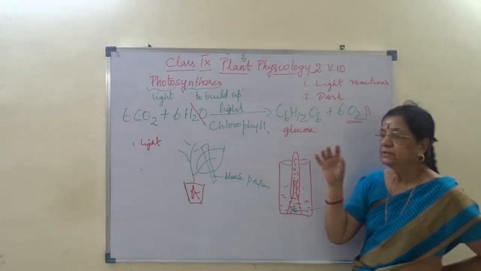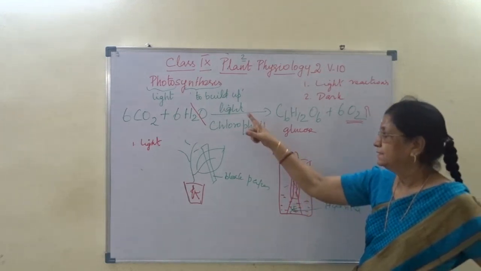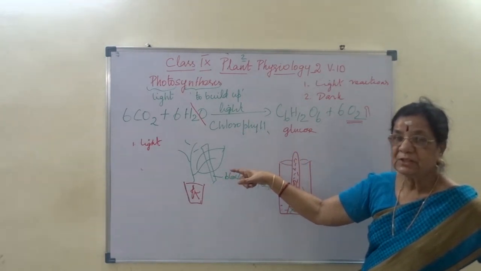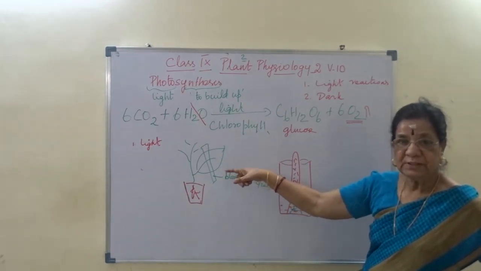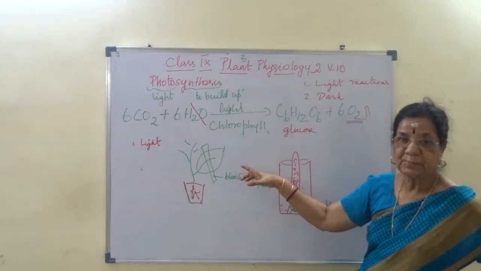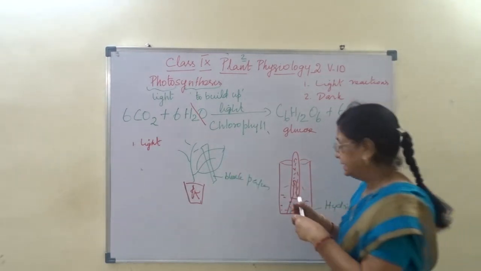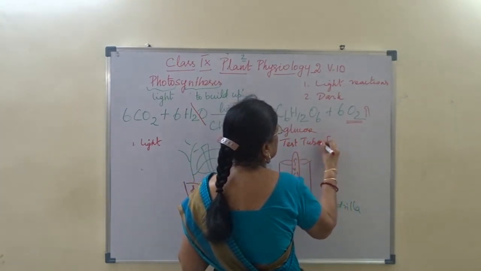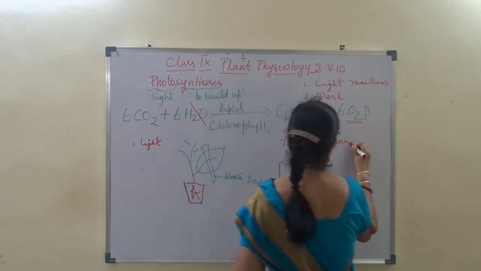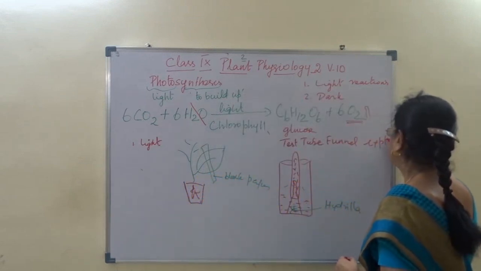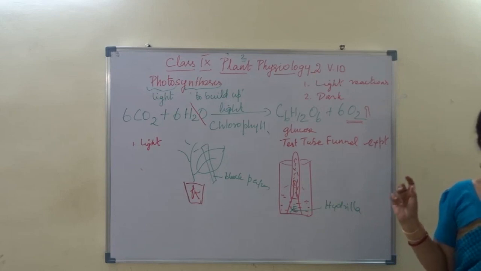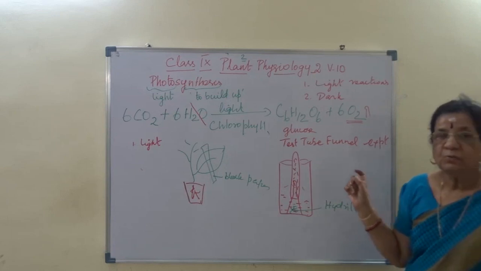Okay, so we are doing 2 experiments. One is that light is essential for photosynthesis. That is called the starch iodine test using the light and leaf and the black paper. Another one is called the test tube funnel experiment, where oxygen is evolved during photosynthesis from the green plants. I hope you are able to follow this.